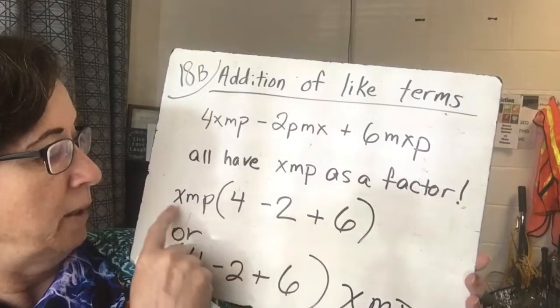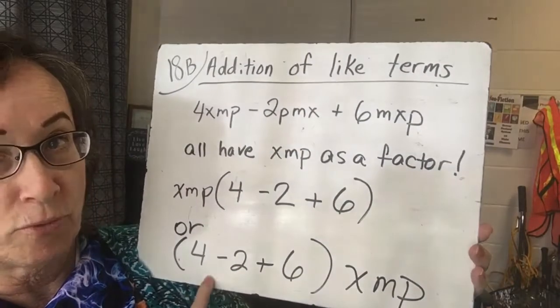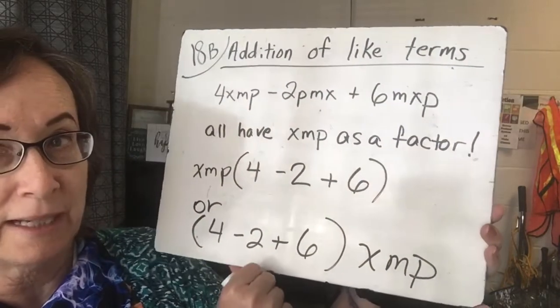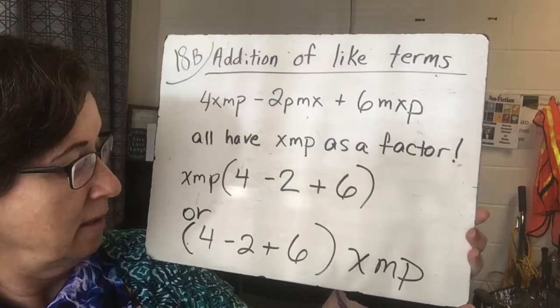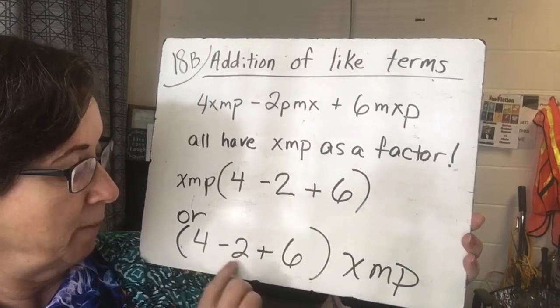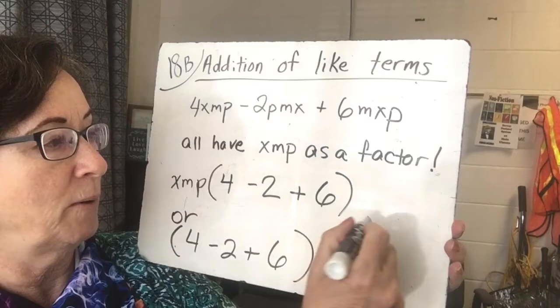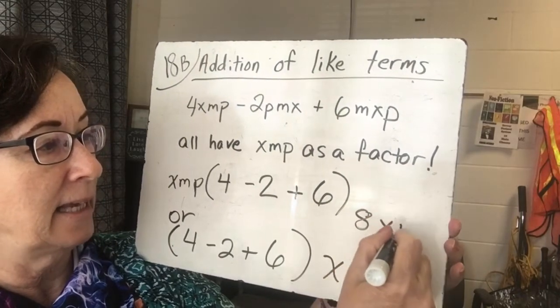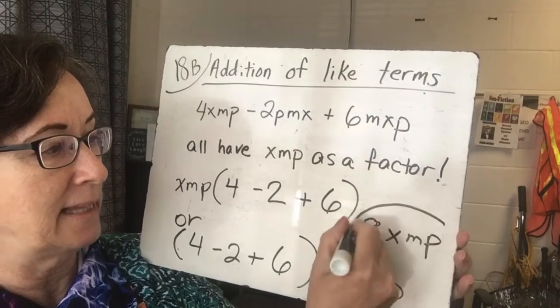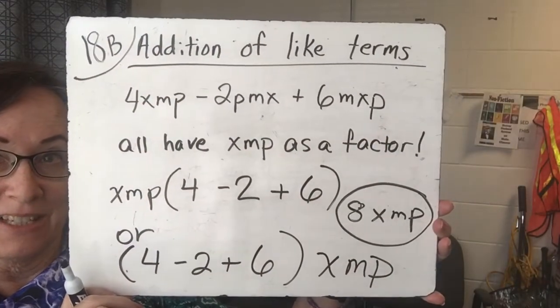Or we could pull the x, m, and p to the back and have the 4 minus 2 plus 6 in the front. They are equivalent. Okay, so what is 4 minus 2 plus 6? 4 minus 2 is 2, plus 6 is 8. So 8xmp is the answer. And that's all there is to it.